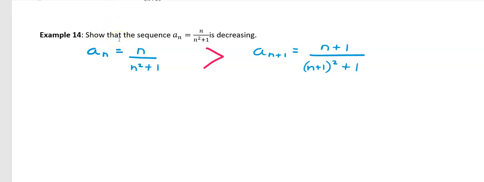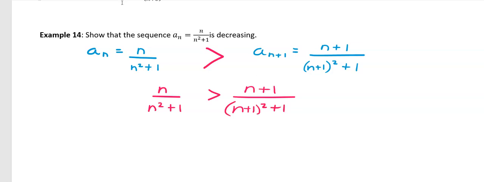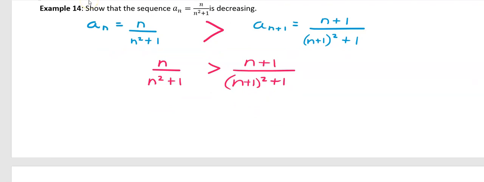So let's see if that is in fact true. So we are going to have n over n squared plus 1, and we're going to see if this ends up resulting in a true statement. So n plus 1 over n plus 1 squared plus 1. Now we obviously need to try and simplify this as best we can. So we need to try to FOIL out and then combine like terms with this plus 1. So that's going to result in n over n squared plus 1 greater than n plus 1 over n squared plus 2n plus 2.